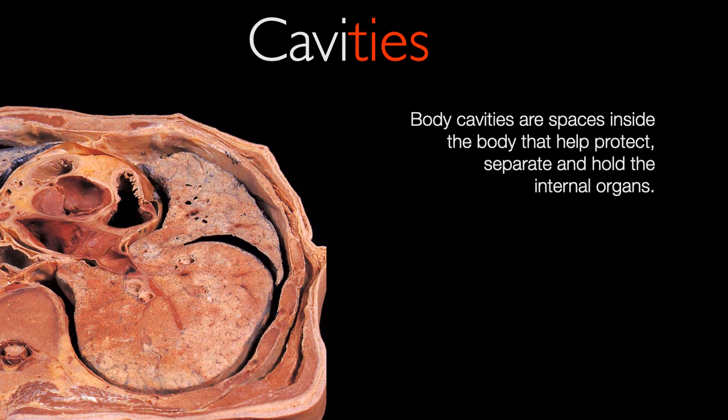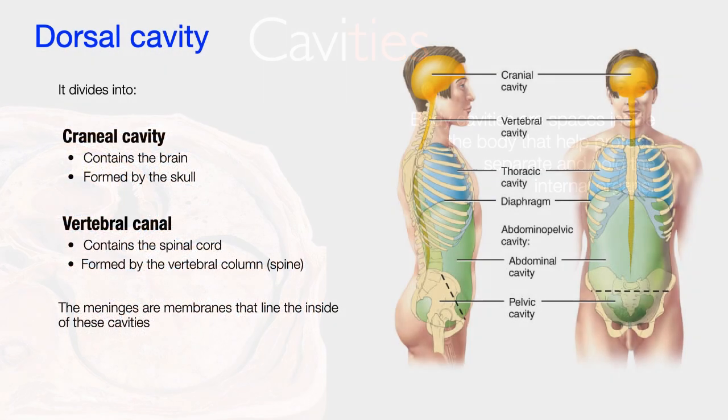Okay, let's move now to the body cavities, which are spaces inside the body that contain and protect the internal organs like the brain or the intestines or the stomach. The dorsal cavity includes the cranial cavity and the vertebral canal. The cranial cavity is formed by the bony skull and contains the brain, while the vertebral canal is formed by the different vertebrae and contains the spinal cord. Brain and spinal cord are part of the central nervous system, so they need very good protection.